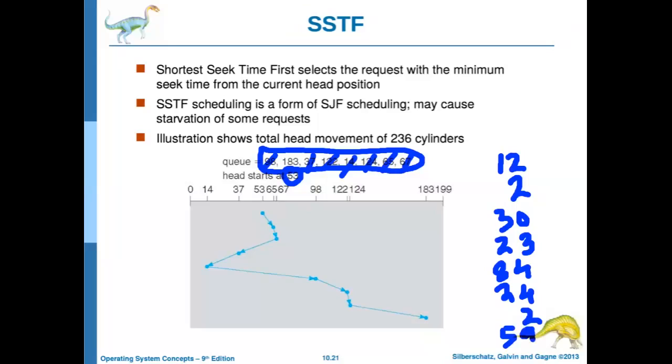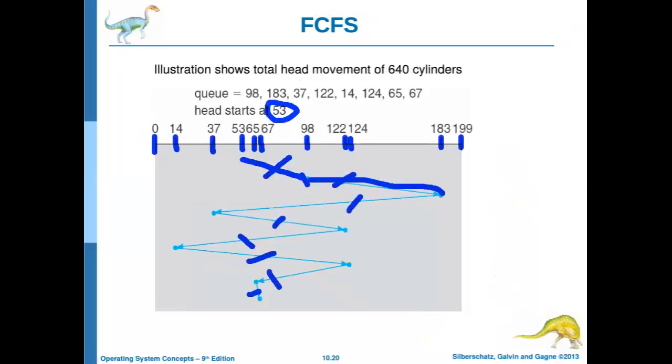So total head movement, we need to sum it up. So it is 12 plus 2 plus 30 plus 23 plus 84 plus 24 plus 2 plus 59. If you sum it all, you will get it is equal to 236 cylinders. Now you simply compare the similar kind of thing what we did with first come first serve. That resulted in total head movement of 640 cylinders.